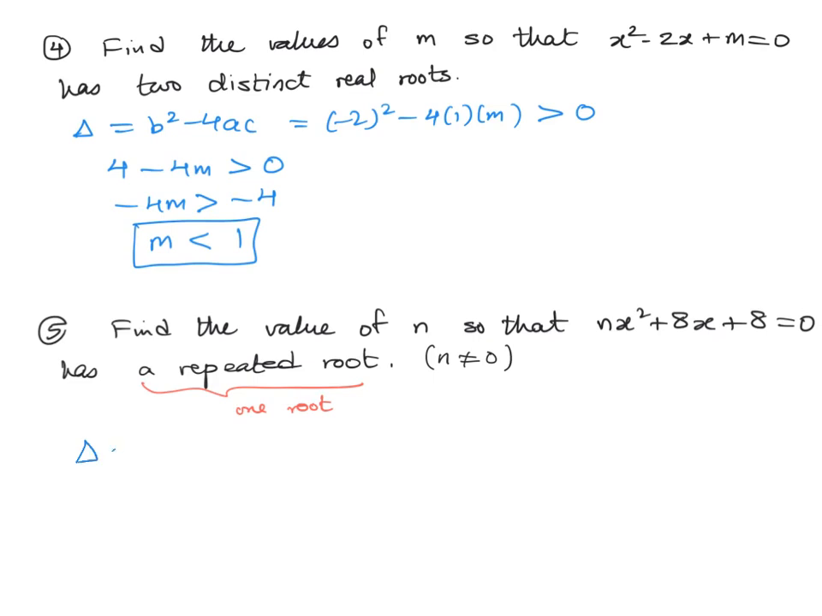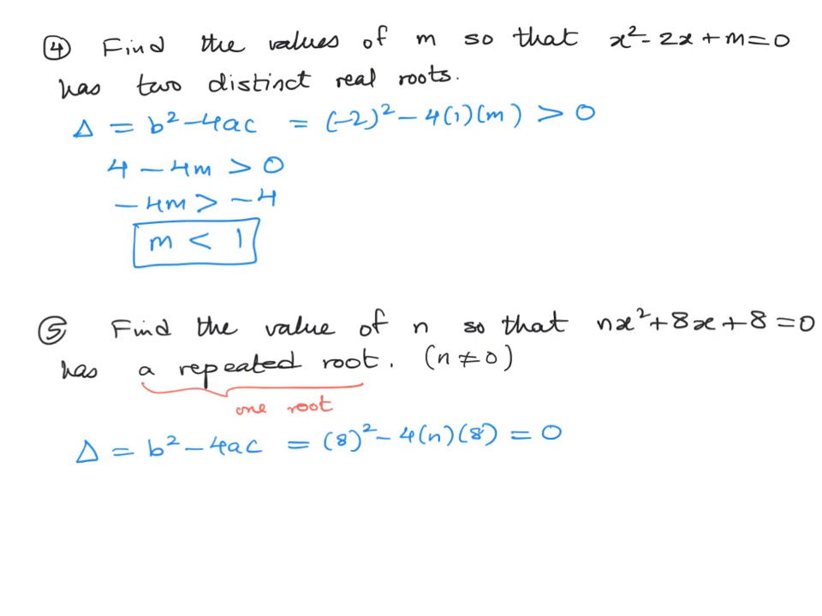So delta equals b squared minus 4ac. And in this case, b is 8. So 8 squared minus 4, and then a is n. And then c is 8. And if I want to get a repeated root, I want the discriminant to be equal to 0. That gives me one solution. That's what we need. So now I just need to solve this equation. Luckily, it's an equal, so I don't have to worry about the flipping of the inequality. It's just an equal sign.